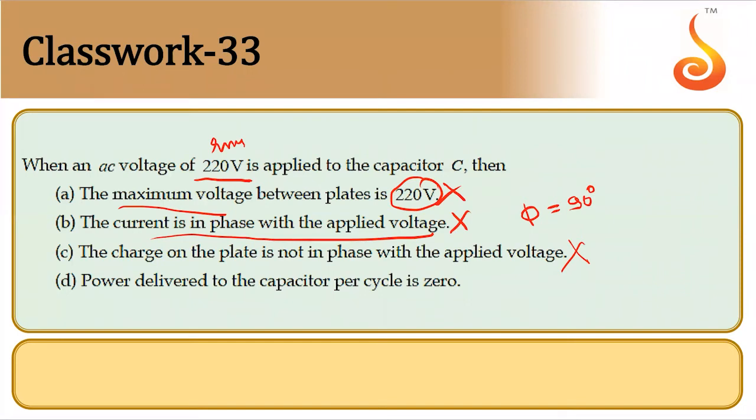Then power delivered to the capacitor per cycle is 0. So this should be correct. That is option D. That's why current in a capacitive circuit is called wattless current.